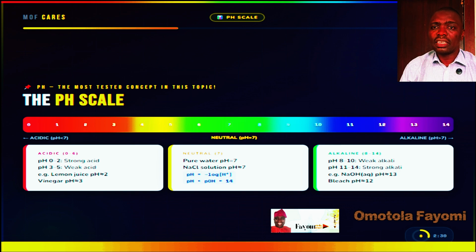The lower the number, the more acidic. Lemon juice is about pH 2, quite acidic. Vinegar is about pH 3. Stomach acid is pH 1 to 2, very acidic indeed.